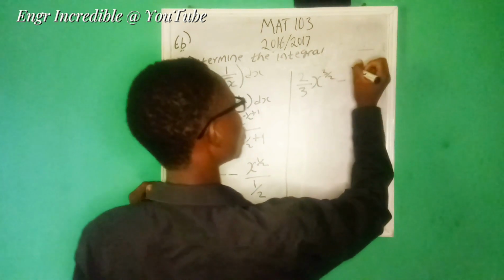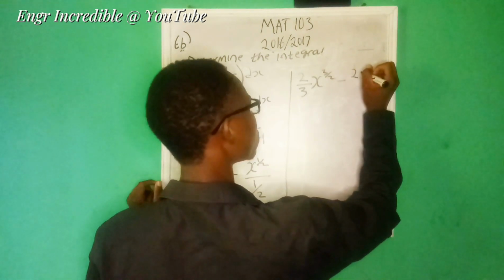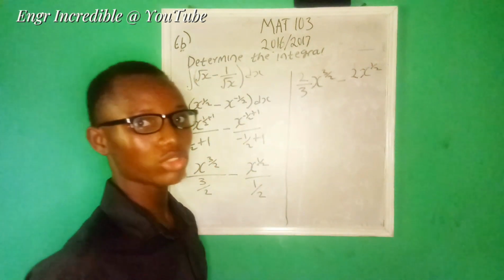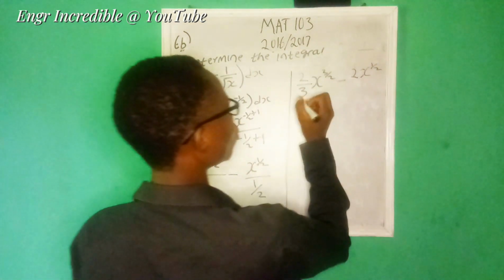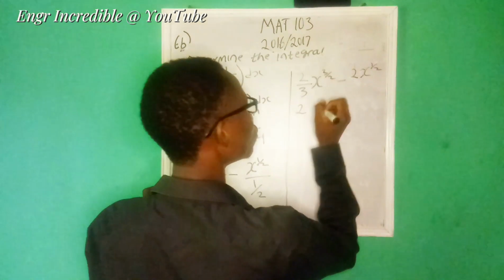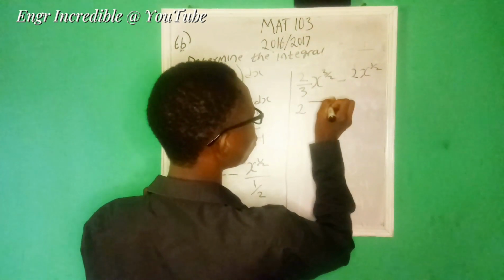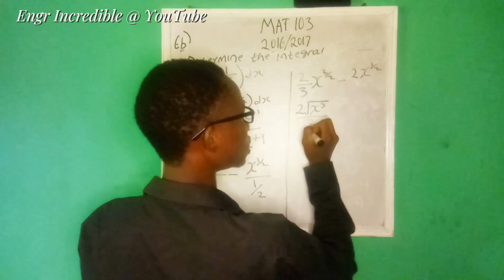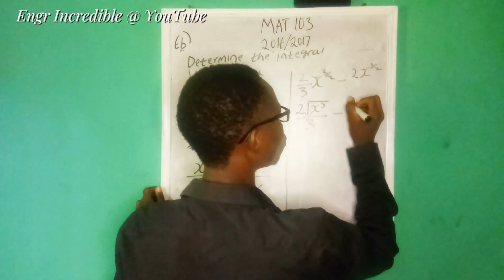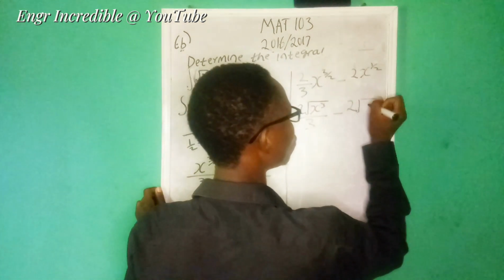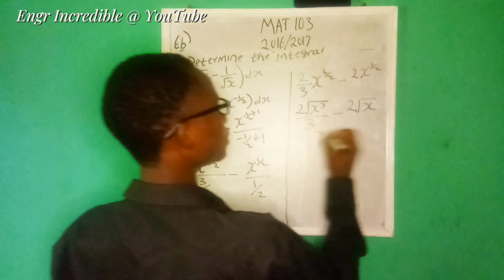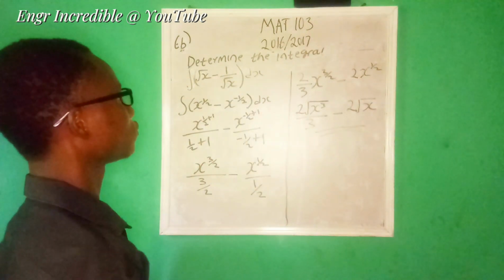minus 2x raised to power 1 over 2. So if we put it back into its initial form, it will be something like 2 root x cube all over 3 minus 2 times root x as the final answer. So this here is the integral of this.